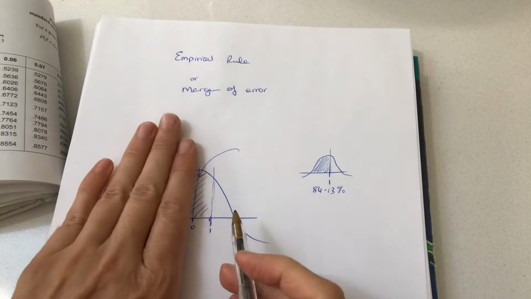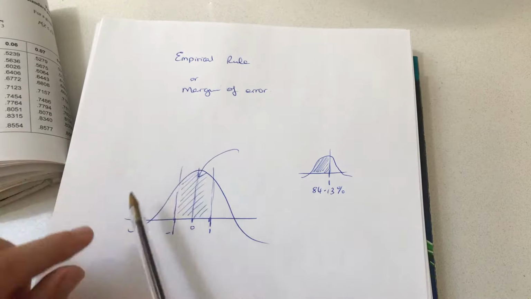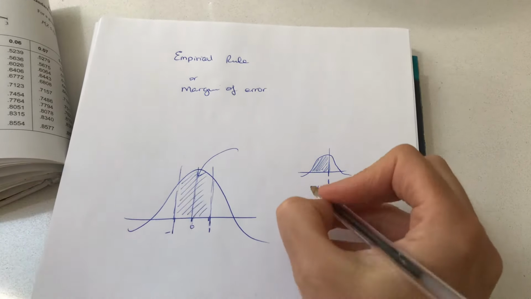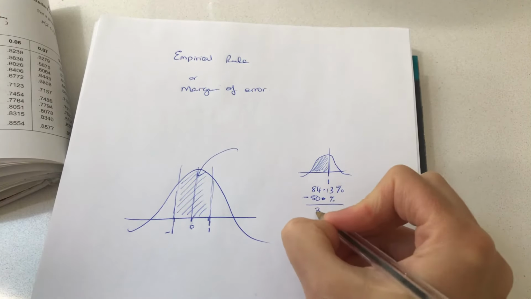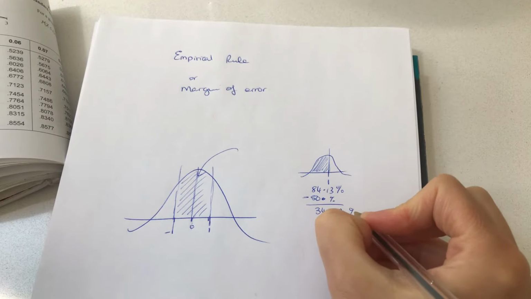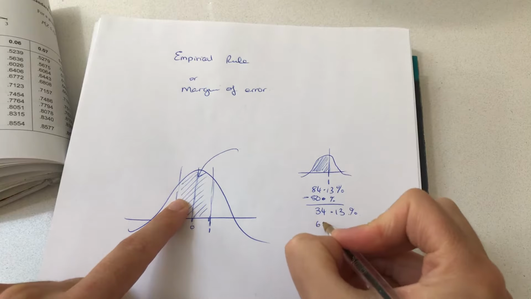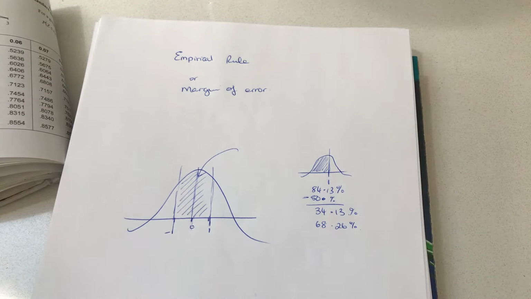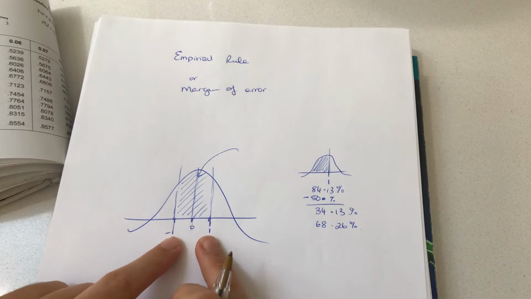I'm only looking for the bit here from the 0 up, which means if this is 0, there's 50% before it and 50% after it. So I'm going to subtract my 50%, and I end up with 34.13. And then if that's 34.13, that's also 34.13, which is 68.26%. That's exactly what percentage of the population lie within one standard deviation either side of the mean.